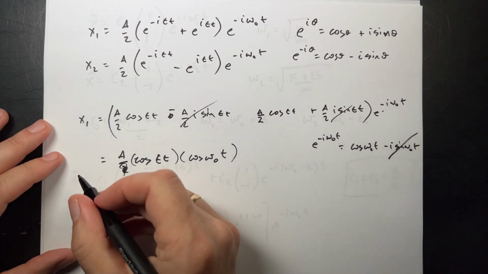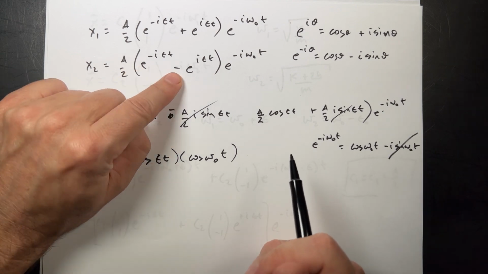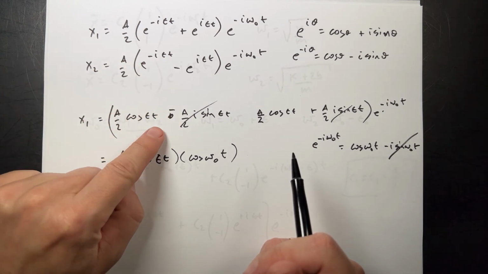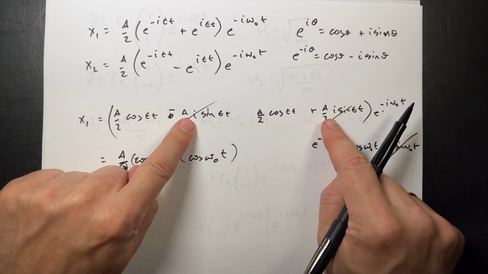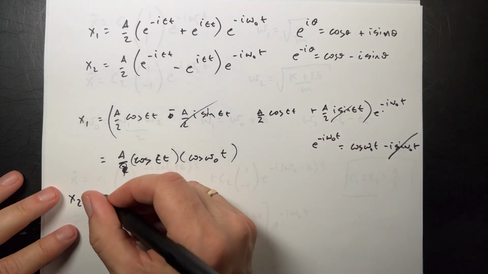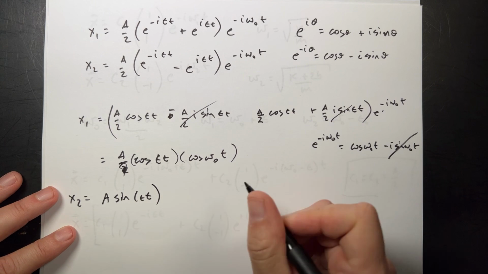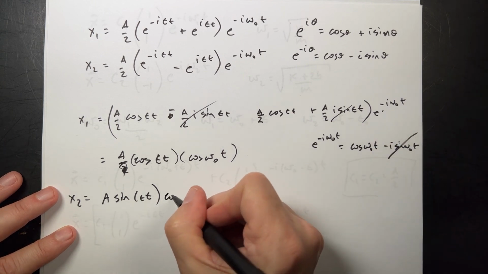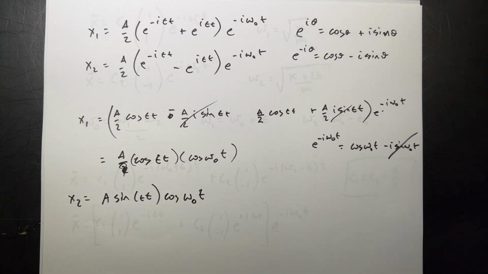Now, if I do the same thing for x2, I don't want to write it out. But the only difference is that this is minus. So this is the same, and this is going to be minus. I should get sine, but then it gets multiplied by a minus sign. So I should get A sine epsilon t, and then I still get the same thing over here, cosine omega naught t. I hope that's not cheating, to do that.